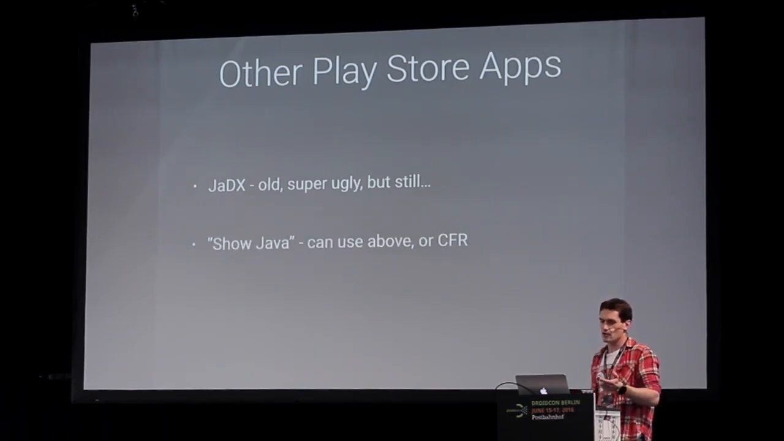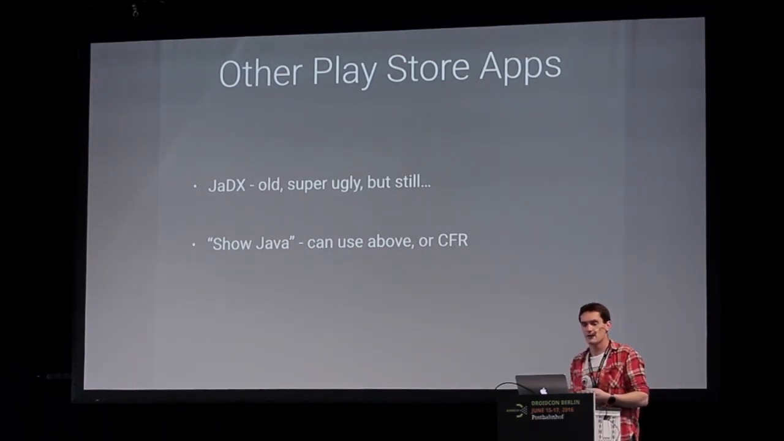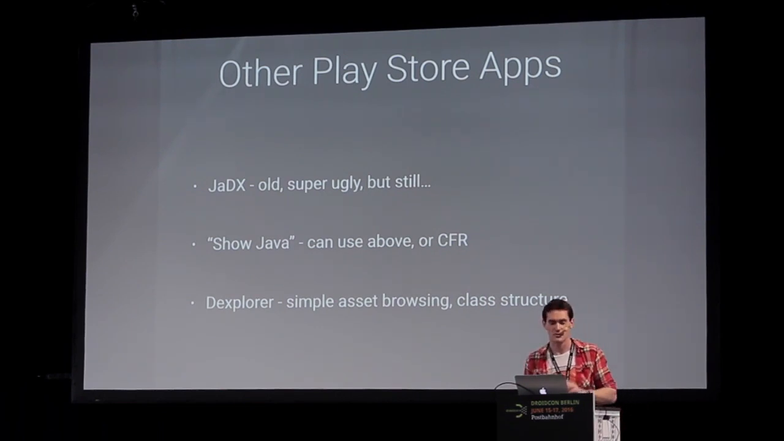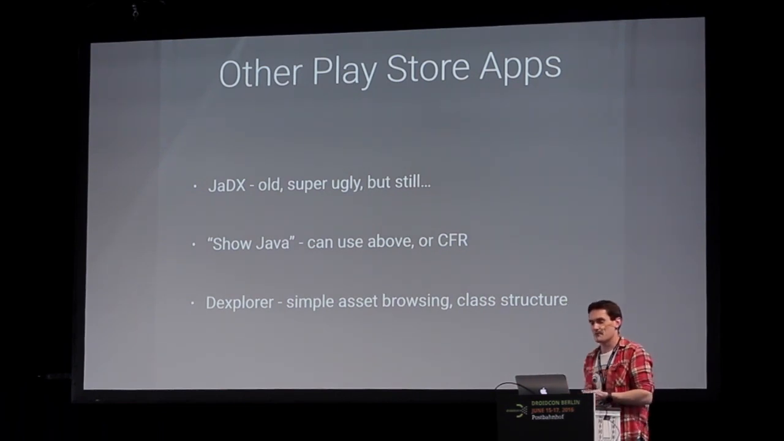There's another thing, Show Java, which will use that other app to do the decompilation, or it can also use CFR, which is a popular Java decompiler. There's Dexplorer. This is another app. You can just browse around if you just want to have a look at the APK's assets and so on. Particularly if you root your phone, and I'm not suggesting you do root your phone, by the way, I'm not endorsing that, but if you do have a rooted phone, then you can just go and open another APK on your phone and have a look at it. It's kind of cool.